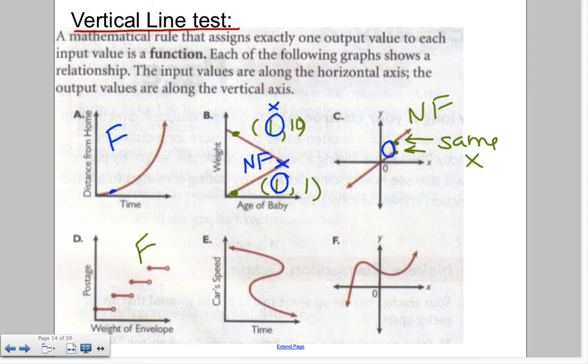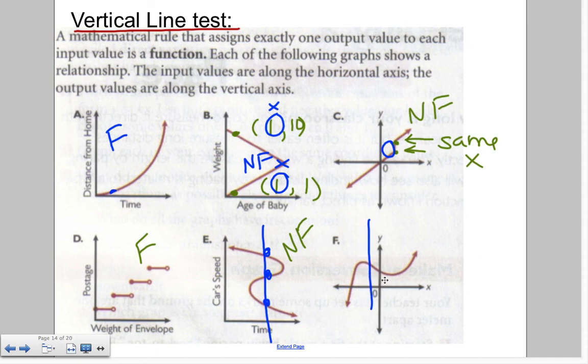All right, how about the next graph? Is that a function? How many times does the vertical line cross that graph? Three. Can it cross more than once? No. Otherwise, what happens here? What repeats? Hopefully you're thinking the x. So is this a function? Not a function.